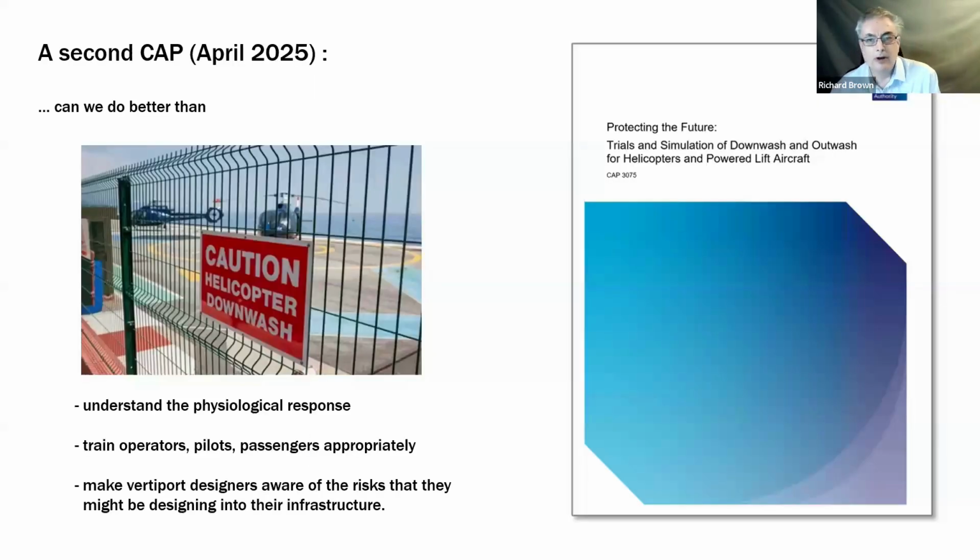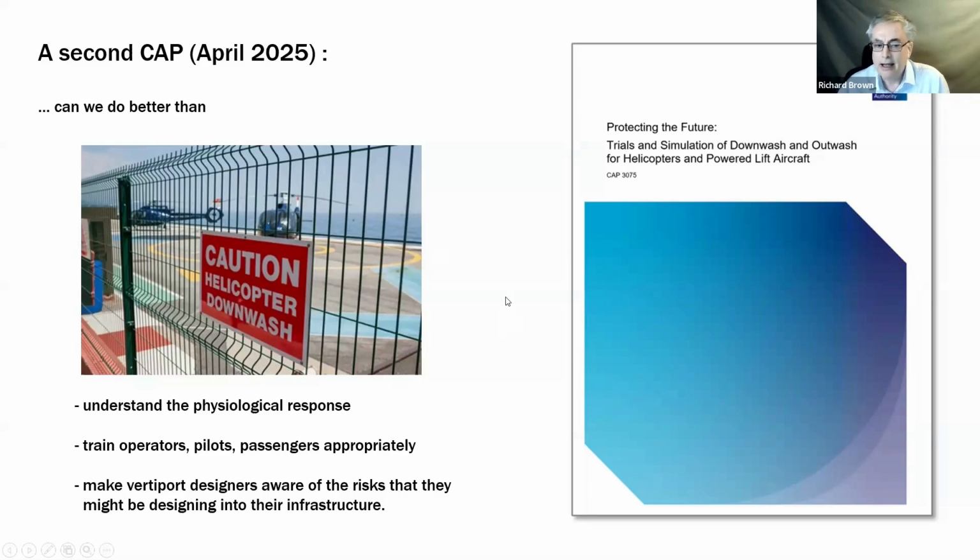Okay, so the output of that particular study was another CAP in April 2025 called Predicting the Future, Trials and Simulations of Downwash and Outwash for Helicopters and Powered Lift Aircraft. And the idea behind that report was essentially, can we do better than this fairly simple measure against outwash, sticking up a simple sign which says caution helicopter outwash? What does that really mean in practice?